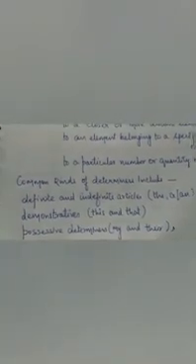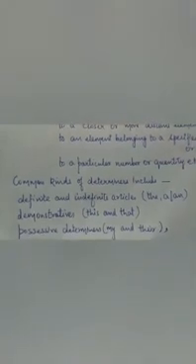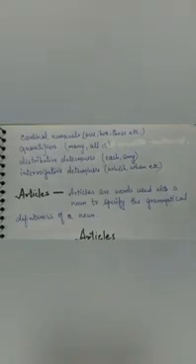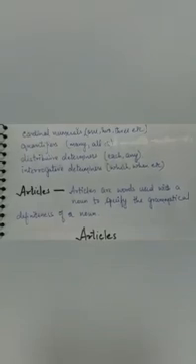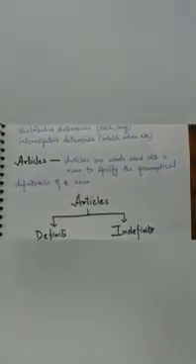See, common kinds of determiners include definite and indefinite articles. You all know the, a, and an. Demonstratives, this and that. Possessive determiners, my, their, etc. Cardinal numerals, 1, 2, 3, etc. Quantifiers, many, all, few, little. Distributive determiners, each, any, every. Then interrogative, which, when, why, etc. So all these are determiners. The first one that we are going to study is article. So what are articles? Let us see.